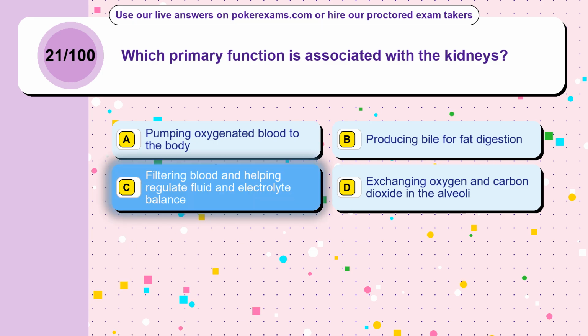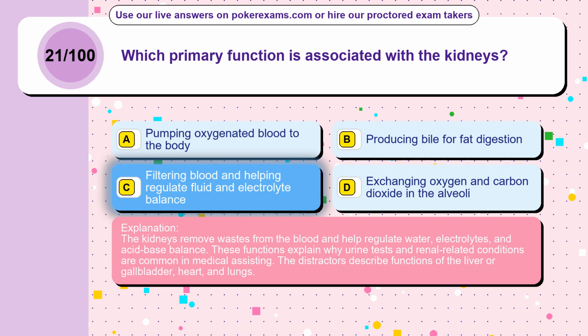The correct answer is option C. Filtering blood and helping regulate fluid and electrolyte balance. The kidneys remove wastes from the blood and help regulate water, electrolytes, and acid-base balance. These functions explain why urine tests and renal-related conditions are common in medical assisting. The distractors describe functions of the liver or gallbladder, heart, and lungs.